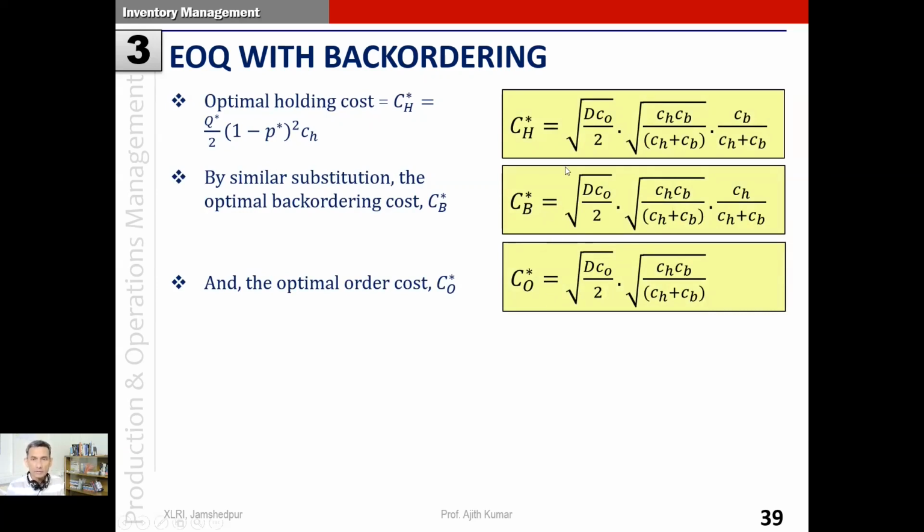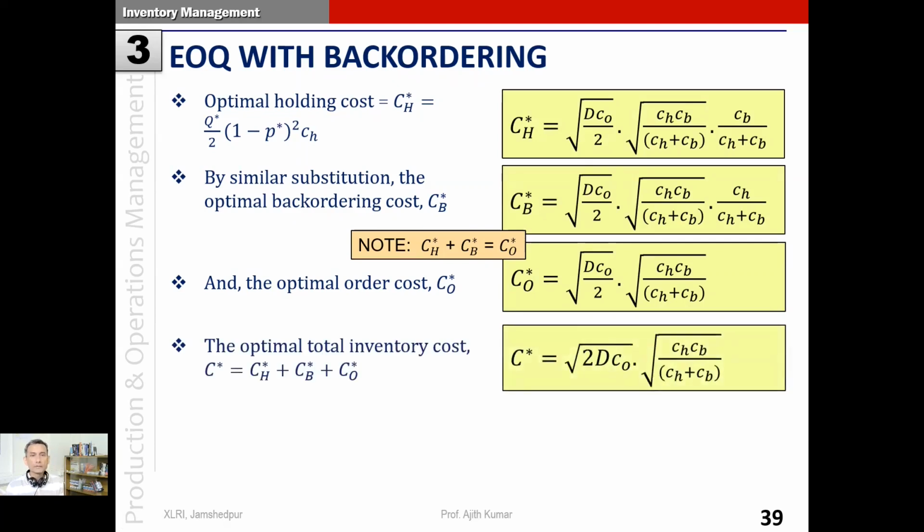So now you'll see that all these three are different from each other, but interestingly, you'll see that CH star plus CB star adds up to CO star. Okay, so in the earlier two models that we saw, that of the basic EOQ and the one with the gradual replenishment, in those cases we saw that the holding cost was equal to the order cost at optimality. But here we see that the holding cost plus the back order cost is equal to the order cost. And this again lends support to our insight that the holding cost and the back ordering cost are complementing each other in this situation.